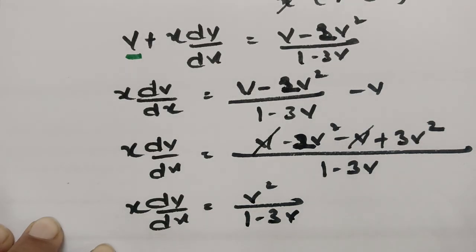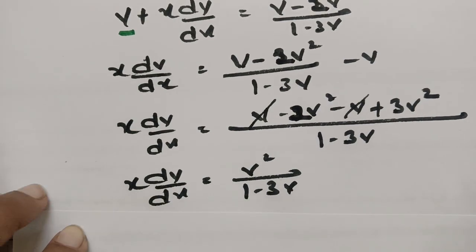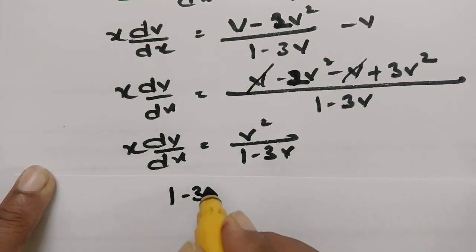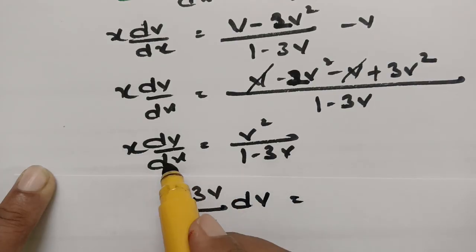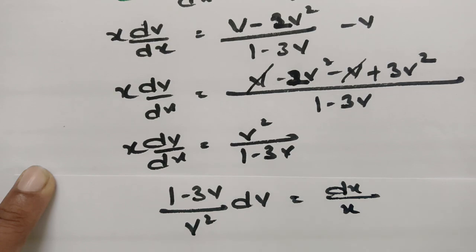So in my next step, as usual, I am going to separate the variables. I am sending v to one side and x to the other side. If I send this 1 minus 3v to the other side, this will be 1 minus 3v by v square into dv, and I am shifting this x to the other side. This will be dx by x. Clear?